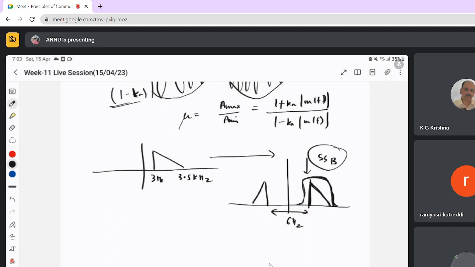SSB is exclusively used for voice signals, and AM is used for video broadcasting. FM is used for FM radio, 88 to 108 megahertz. So this is the application for that.